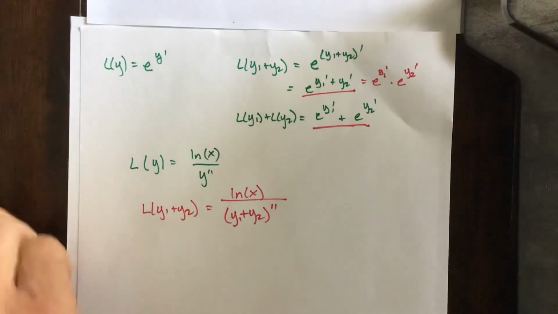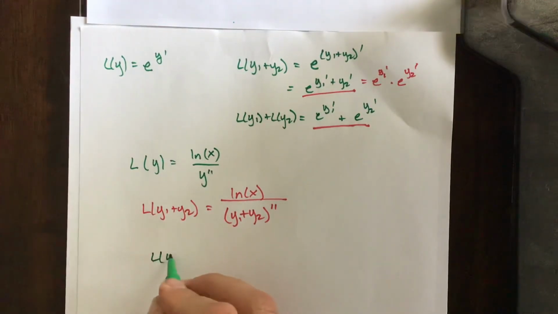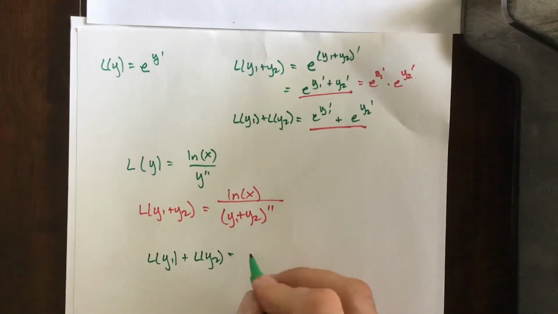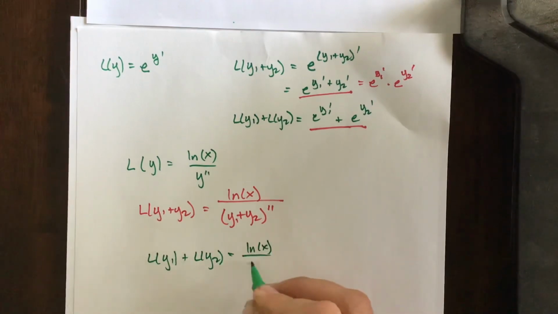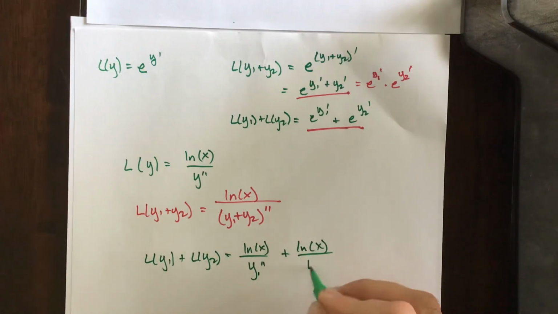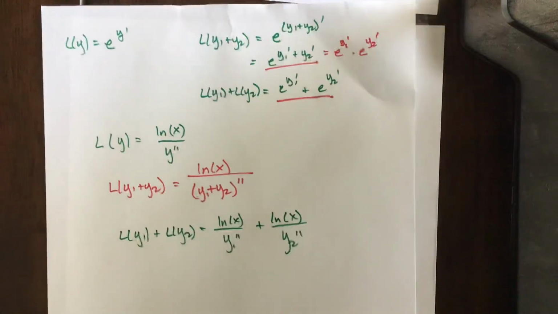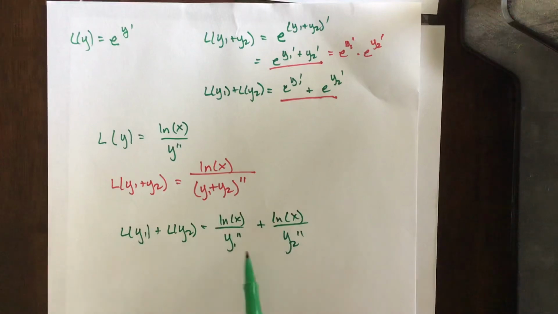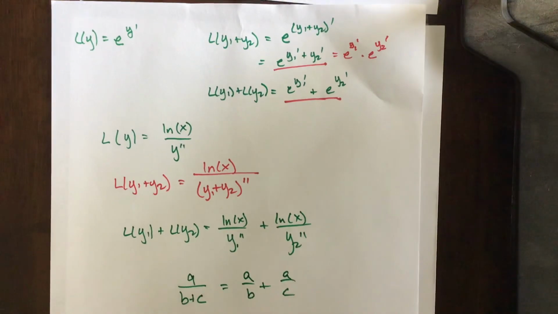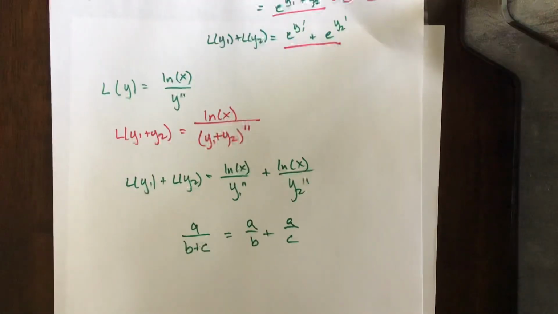Is that equal to L of y1 plus L of y2, which would be the natural log of x over y1 double prime plus the natural log of x over y2 double prime? In other words, are you able to split up the denominator? Well, you know the answer to that. If I have A over B plus C, is that equal to A over B plus A over C? And the answer is, of course not. You can't split up a denominator.